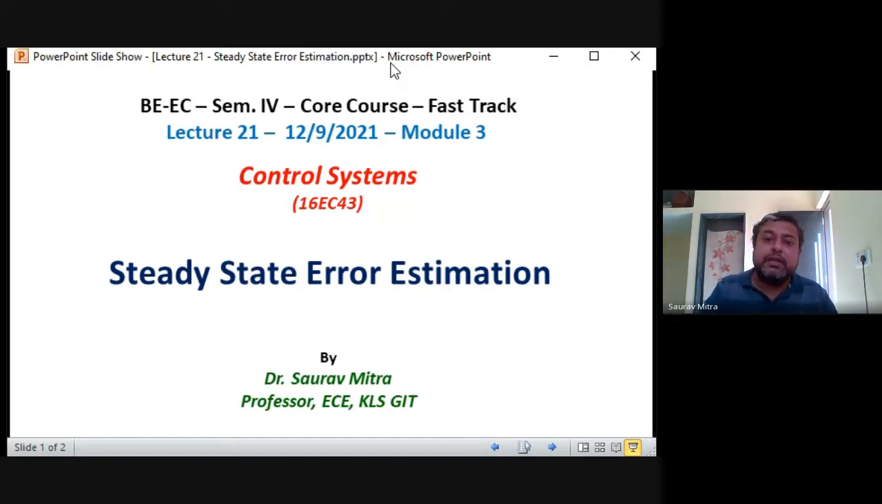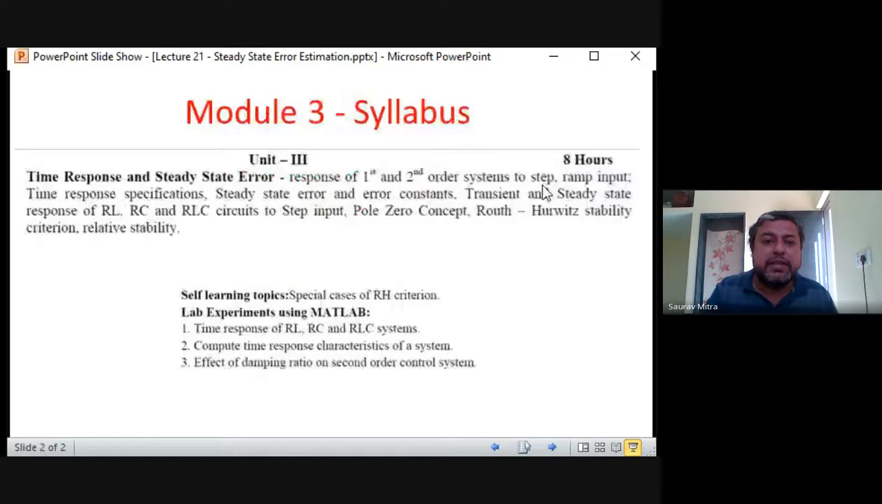So this error analysis is a very important thing, and you can see in your syllabus that steady state error analysis is almost in the middle of the chapter. After we have studied how to generate the different types of responses, ramp response we have not done, but impulse response and step response for RL, RC, RLC we have seen. And after we get the response, we have to decide whether the response is up to the mark or whether it has some kind of error in it.